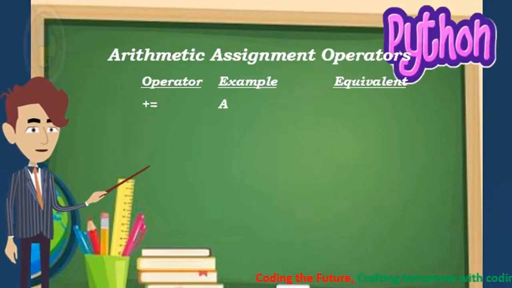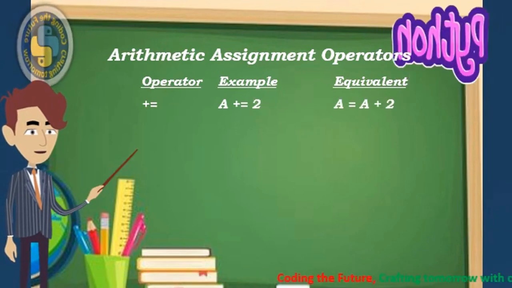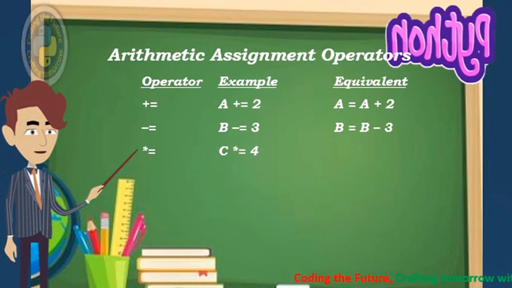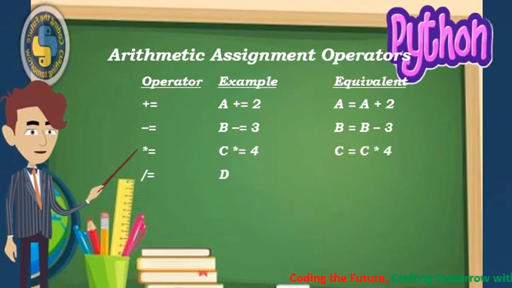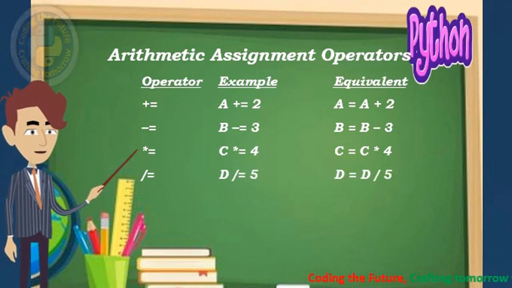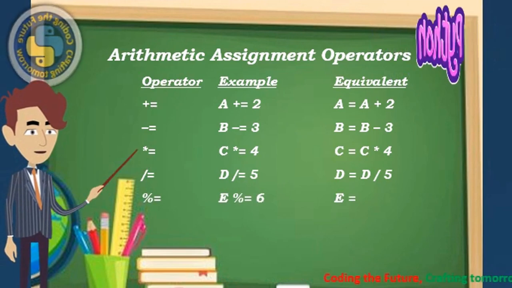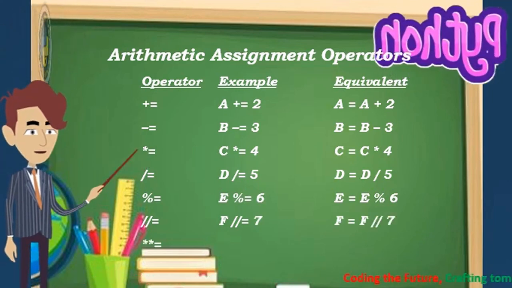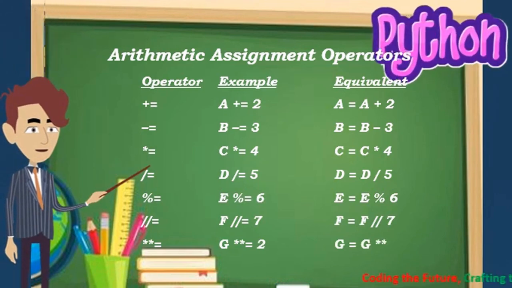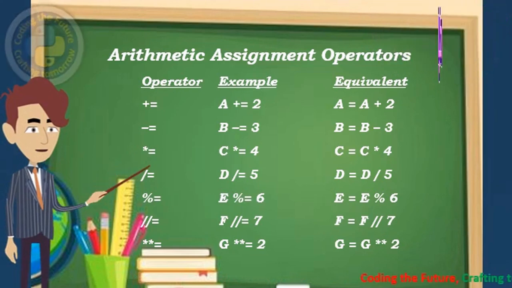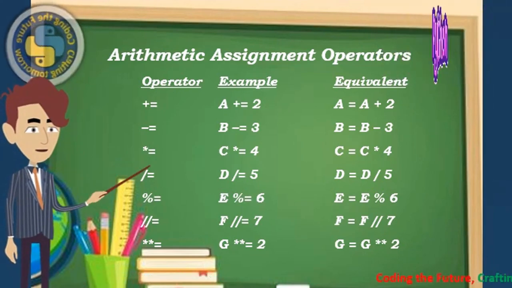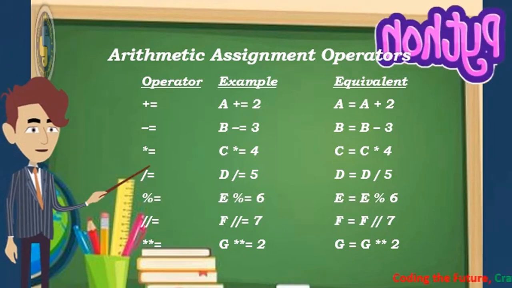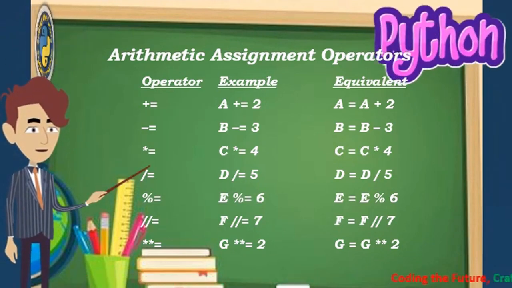Arithmetic assignment operators. Plus equal to: a plus equal to 2 is equivalent to a is equal to a plus 2. Minus equal to, for example b minus equal to 3, is equivalent to b is equal to b minus 3. Next is multiply asterisk equal to: c asterisk equal to 4 is equivalent to c is equal to c asterisk 4. Next is slash, the division operator: slash equal to, d slash equal to 5 is equivalent to d is equal to d slash 5.